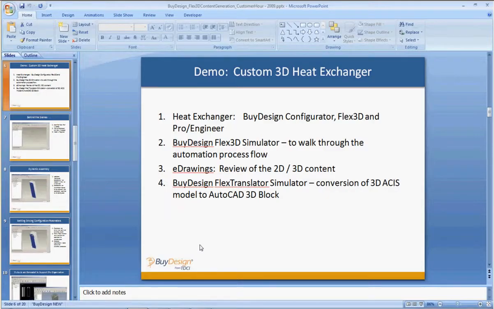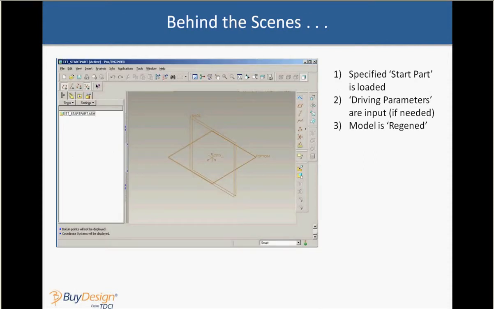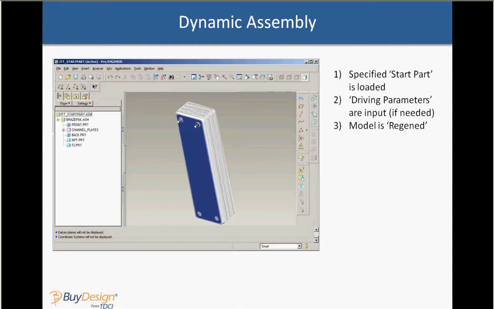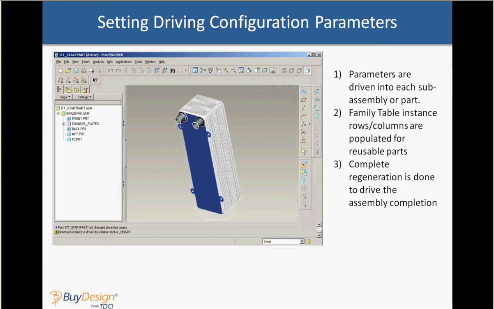So what did we do? Behind the scenes, we loaded a start part, passed some parameters to it, showed you that. Next thing we did is we loaded a set of configured components. Think of these 3D components just like you would a configured component in a rule set. It's a component with a set of parameters. So we assemble those components based on the configurator to drive a new assembly. We then regenerate those components by passing in the driving configuration parameters. And this is what allows us to size those nozzles the right size, make sure that the 15 plate showed up instead of the 10 and all that good stuff.